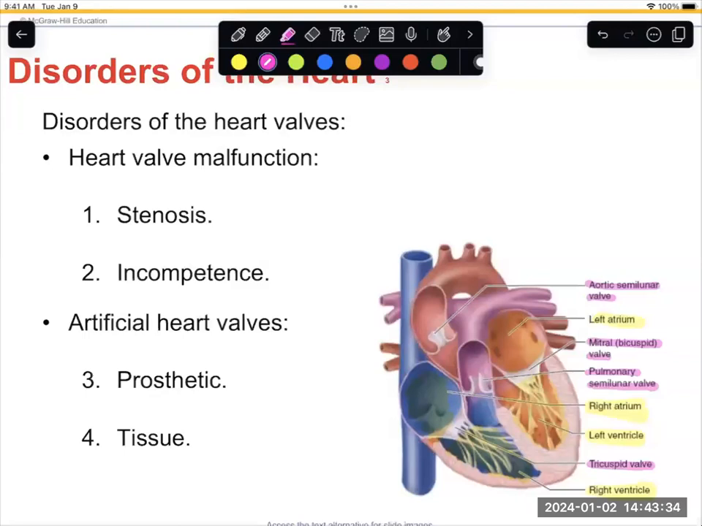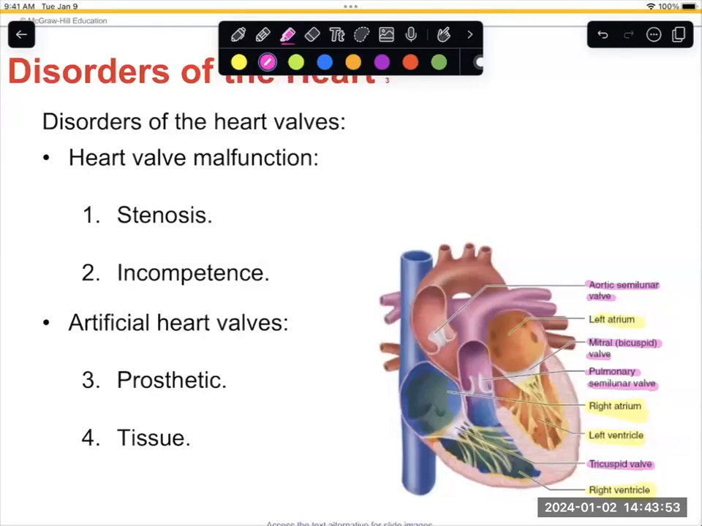If the valve requires replacement, there are two types available. We have mechanical or prosthetic valves that are made of alloys and plastic, and tissue valves, which come from a pig, cow, or even a human heart.